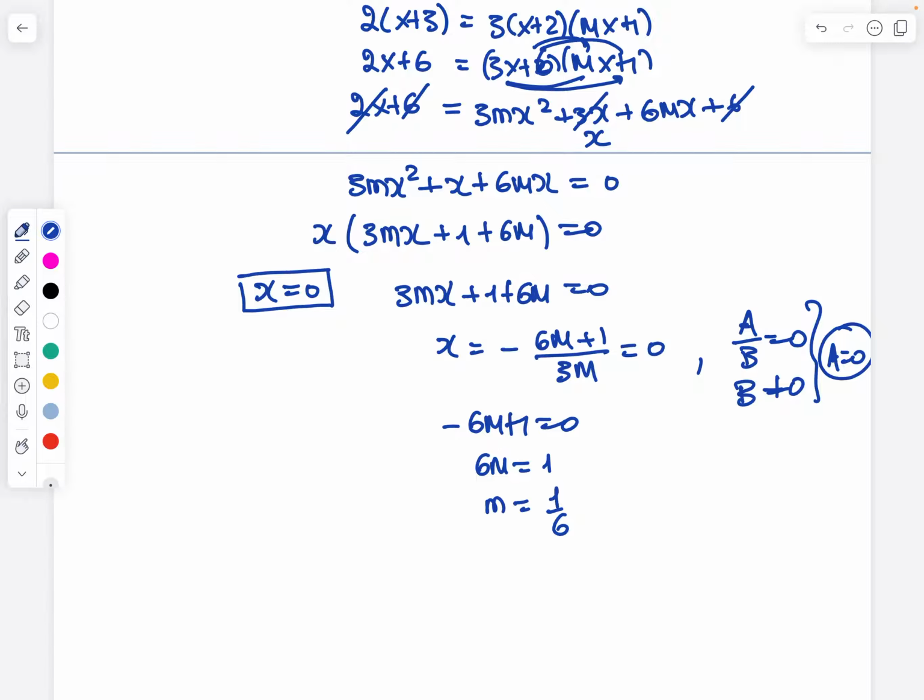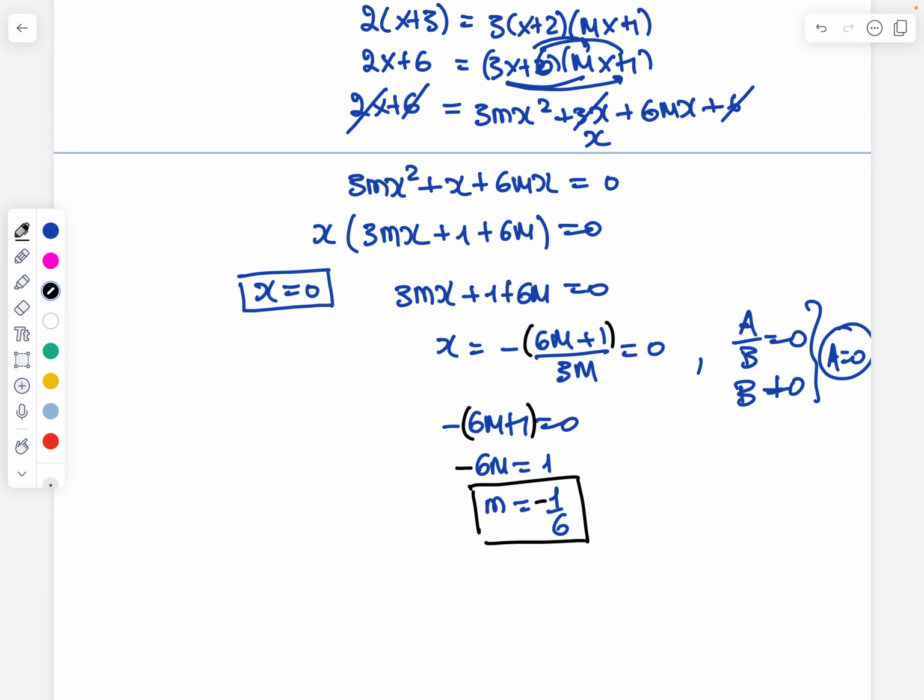Although that's not correct, so I'm going to backtrack because I kept the minus without a bracket. Let's just fix that. Here it's supposed to be a bracket. So that means minus 6m, minus 1, is equal to 0, which means m is going to be negative 1/6, and that's going to be the correct answer for the value of m.